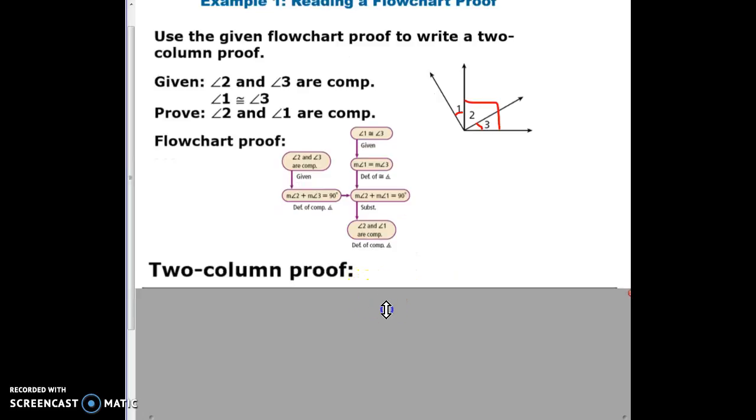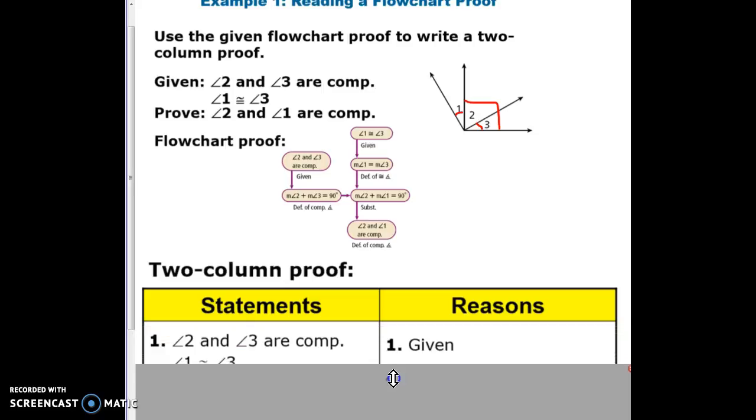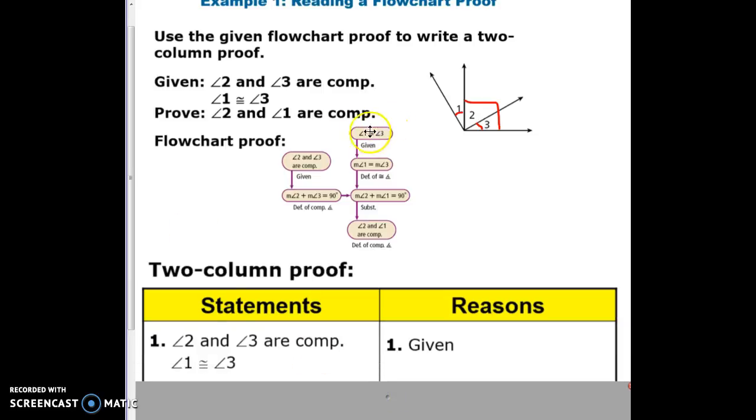Angles 2 and 3 are complementary. Given. All right, so two-column proof. Statements on the left, reasons on the right. Angles 2 and 3 are complementary. That's a given. And if you want to say right now angles 1 and 3 are congruent, that is also given. So the next step here, the way I'm reading this going down, is what does complementary mean?